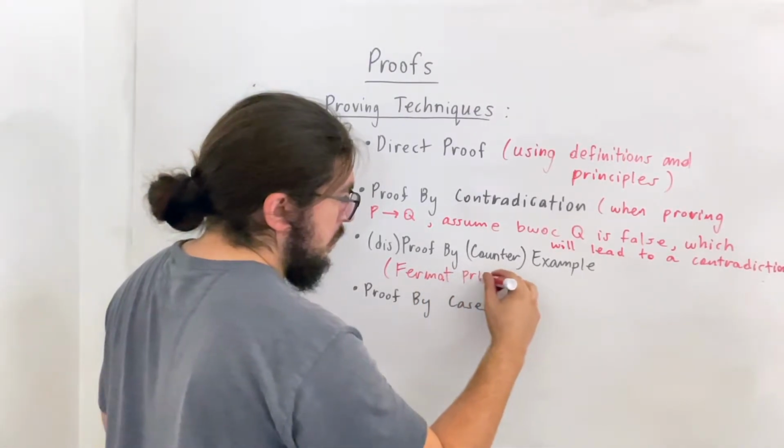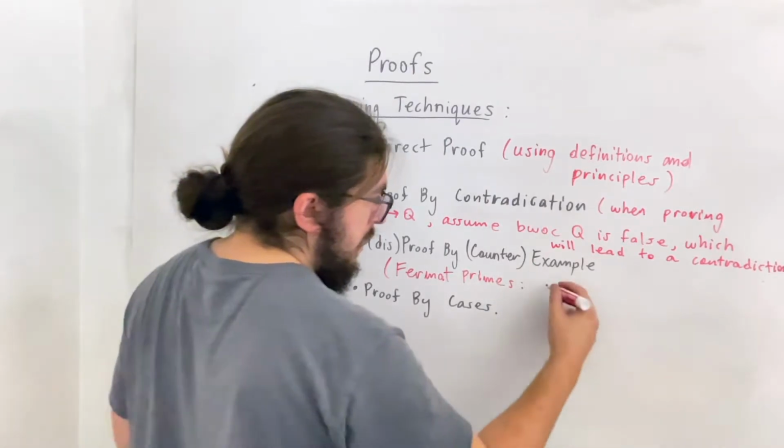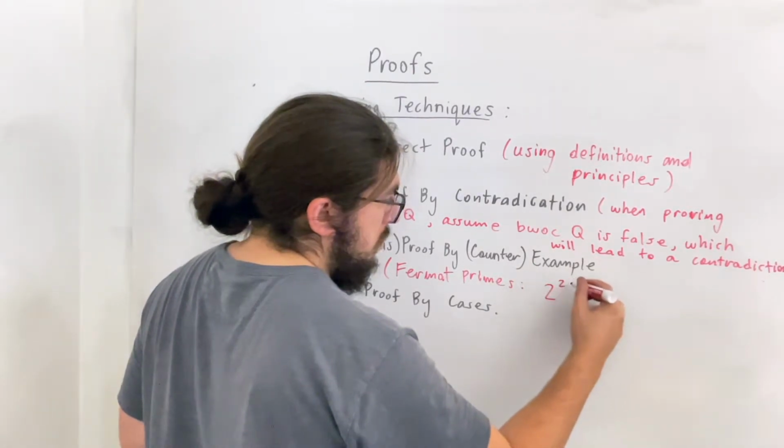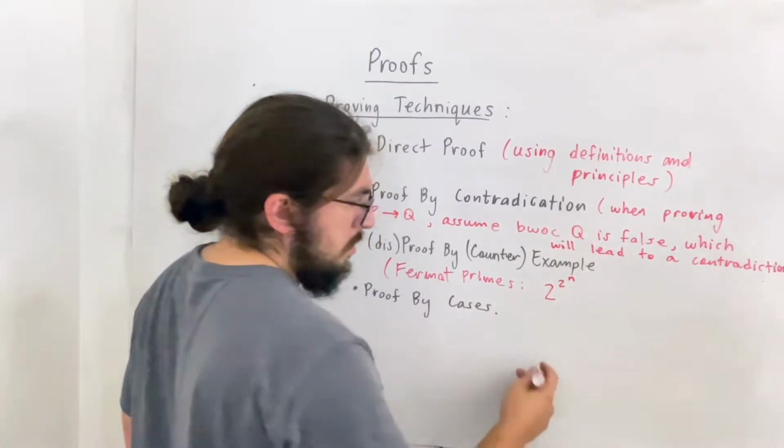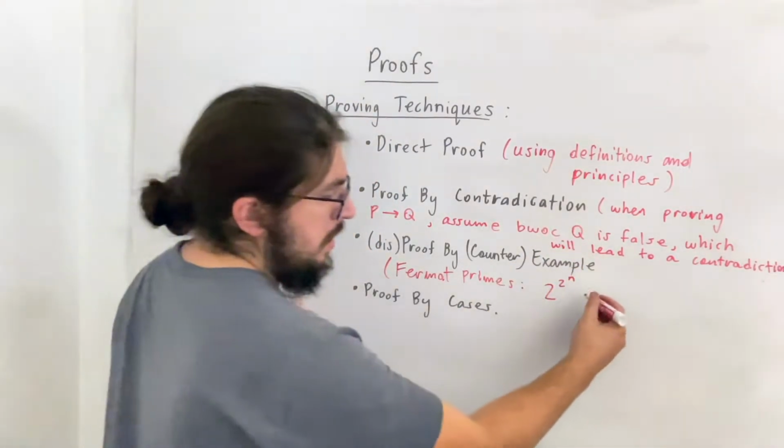An example I want to bring up here is for Fermat primes. I'll just explain real quick. A Fermat prime is a prime of the form 2 to the 2 to the n, so it's a power tower, 2 to the 2 to the n, and then plus 1.